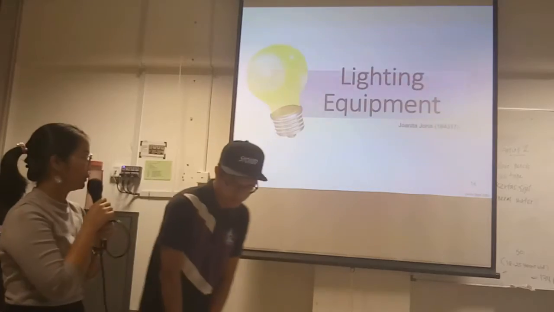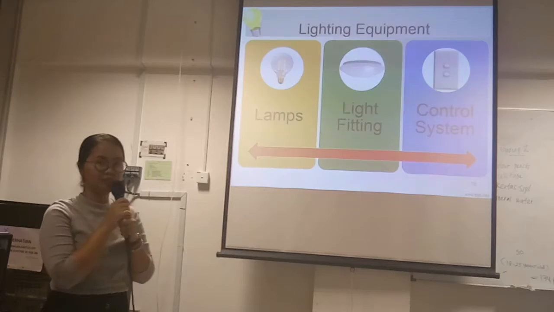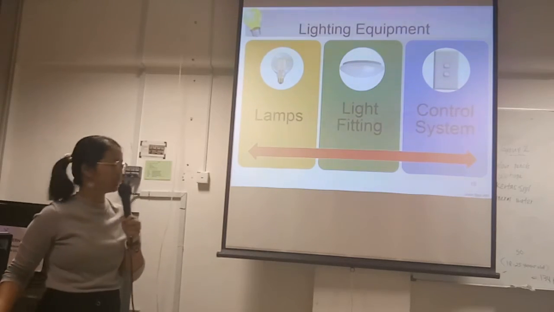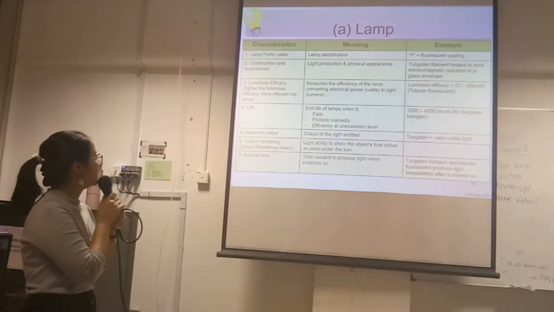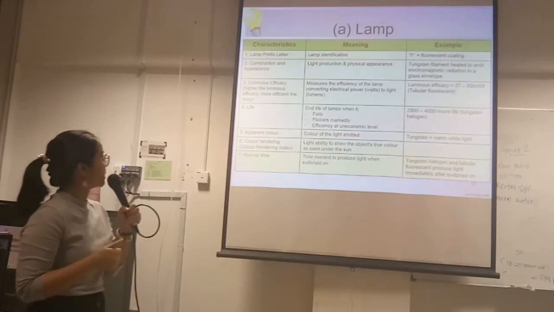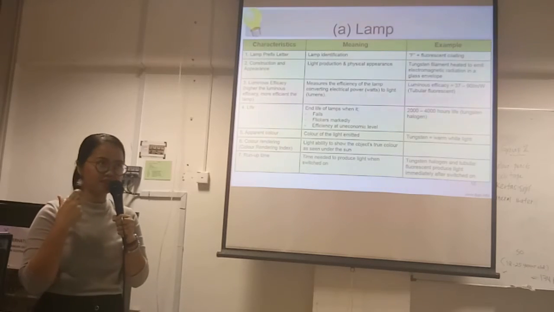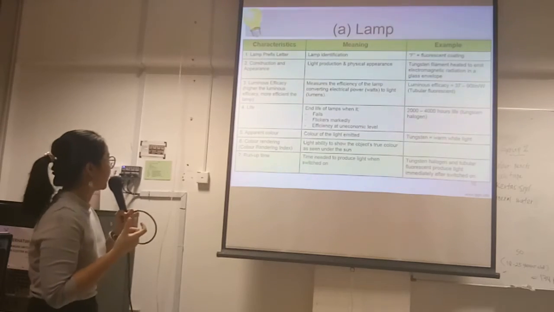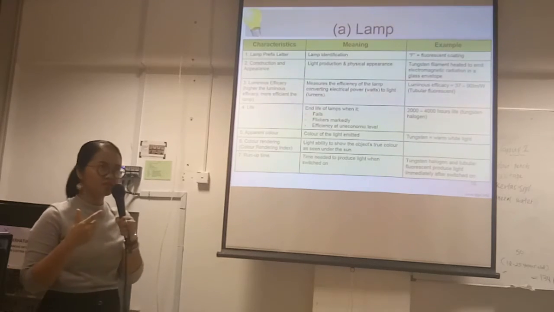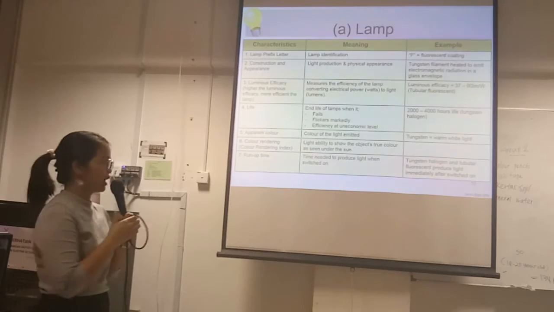Okay, I'm going to proceed with the lighting equipment. Basically, there are three basic equipment involved in lighting guidelines, which are the lamp, light fitting, and control system. So there are 7 aspects that have been discussed in the guidelines. The first one is the lamp prefix letter that can be seen on the lamp itself, so that it can be easily identified, and the construction and the appearance, which means this is involved with the construction of the lamp and the physical appearance of the lamp.